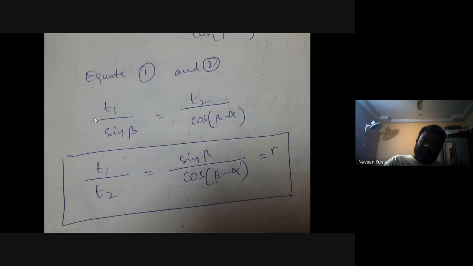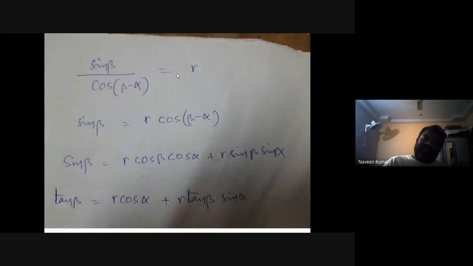Now send this T2 to this side and sin beta to this side. Then it becomes T1 by T2 is equal to sin beta by cos beta minus alpha. T1 by T2 is what? R. So what we must remember is that R is equal to T1 by T2, which is also equal to sin beta by cos beta minus alpha. If T1 and T2 are not given in the problem, but beta and alpha are given, and they ask you to calculate R, then we use this formula: sin beta by cos beta minus alpha. Now sin beta by cos beta minus alpha is equal to R.